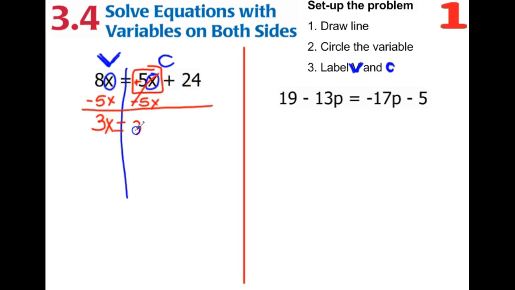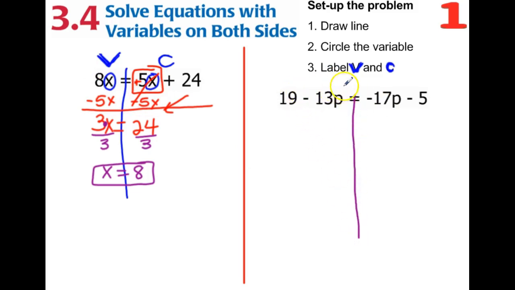And then we have 24 from here. Then our last step, the opposite of multiply is divide. Divide by 3. 24 divided by 3 is 8. So the only new part is first we need to get all the variables on the same side. So let's set this one up.